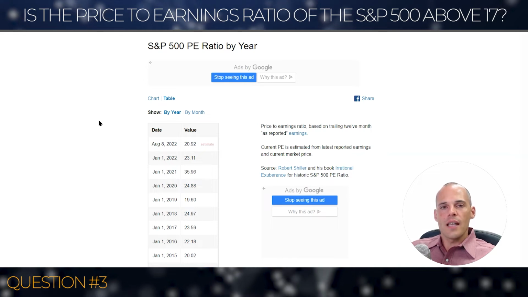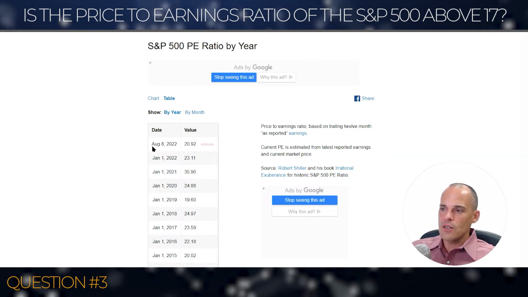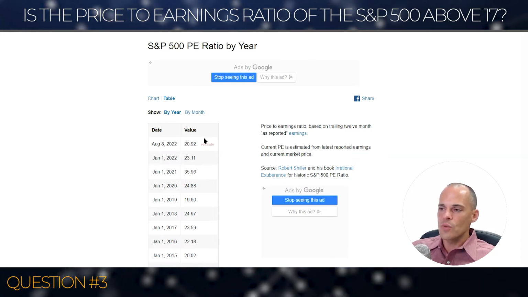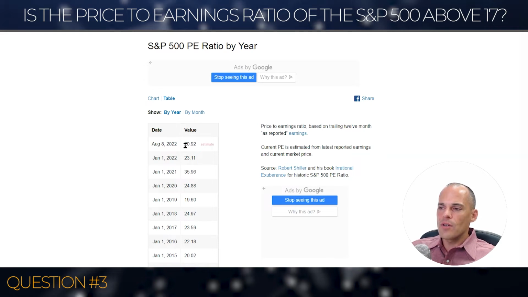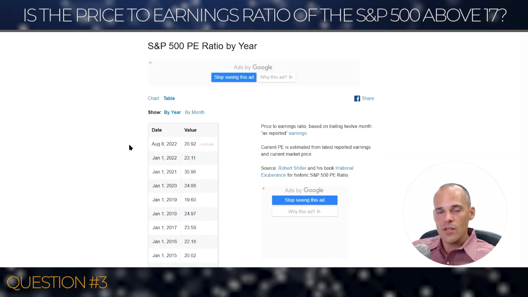And so what you'll find is, how much more is the S&P 500 selling for versus those earnings? Well, as you can tell, on August 8th of 2022, which is what it's estimated to be, the S&P 500 is selling almost 21 times higher than the earnings it has at that time.